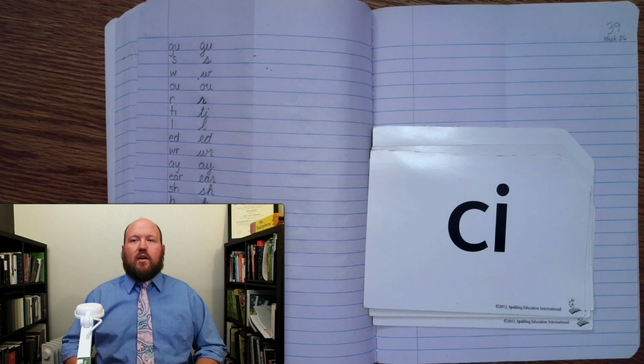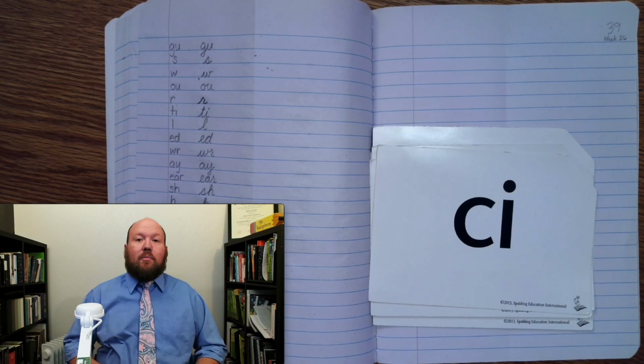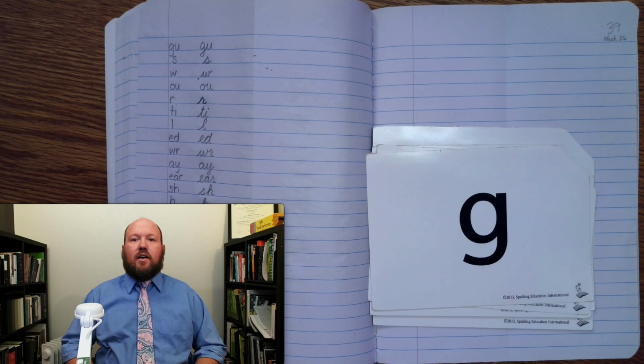Sh, short. Oh, when can I use this one? When it replaces a C in the base word, or it's its own syllable saying shit. G, J. When may it say J? When it is followed by an E, I, or Y.